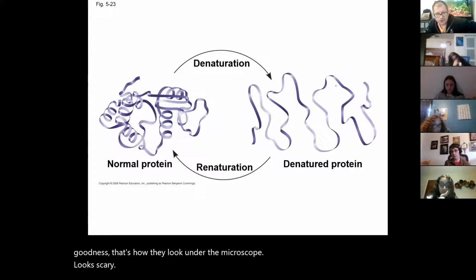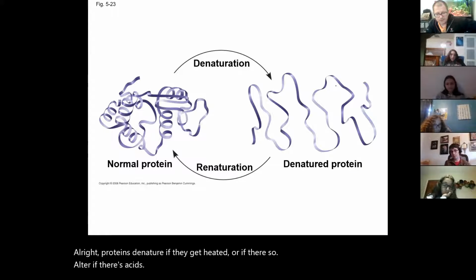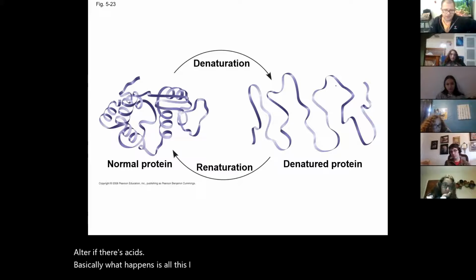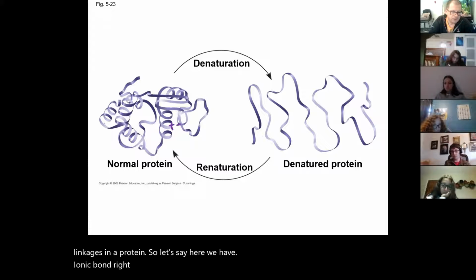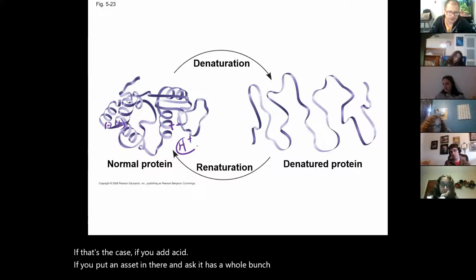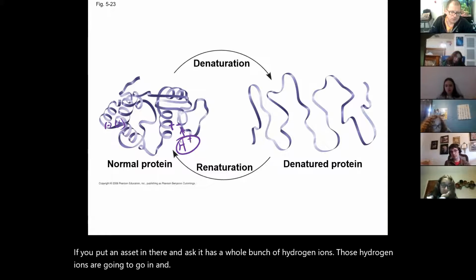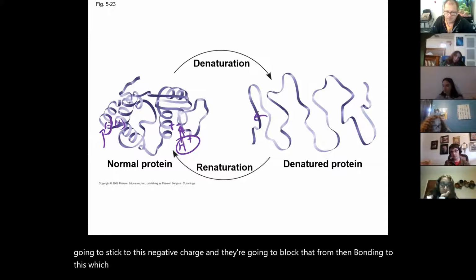All right, proteins denature if they get heated, or if there's salt, or if there's acids. Basically what happens is, I should elaborate on this a little bit. If you have linkages in a protein, so let's say here we have an ionic bond, or here we have some hydrogen bonding going on. If you add acid, and acid has a whole bunch of hydrogen ions, those hydrogen ions are going to go in and stick to the negative charge. They're going to block that from then bonding to this, which is going to cause it to come apart.